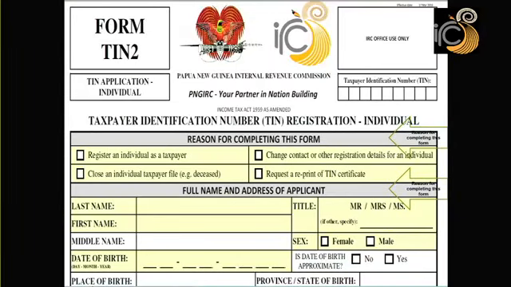Again, we have the four options there. And then the next block is requesting the full name and address of the applicant. So the individual person will be completing this form. You're again required to complete this form. Make sure you give us all the mandatory information that is required of you.